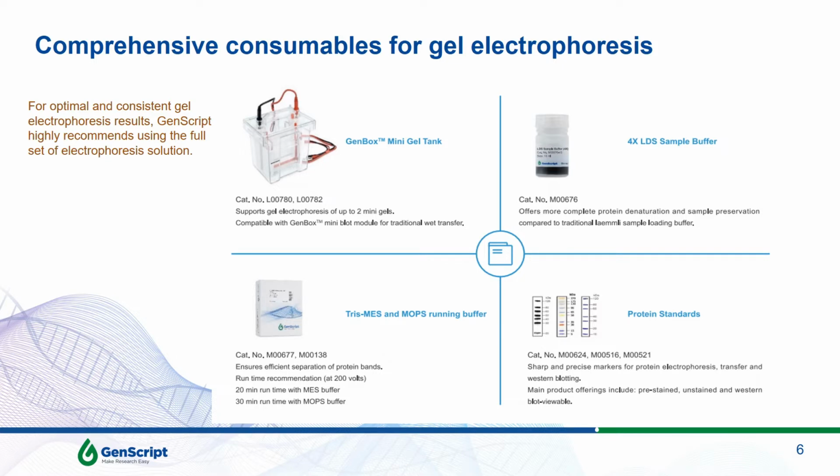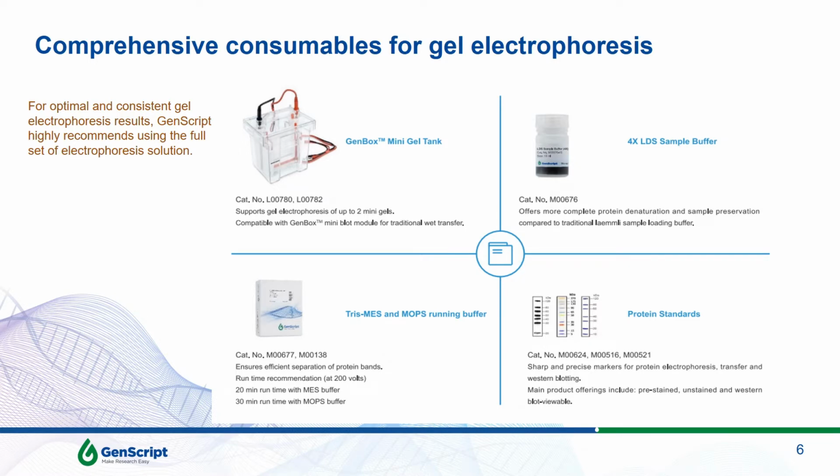Second, the 4X LDS sample buffer is the one I mentioned that has a higher pH for more complete protein denaturation. MES and MOPS running buffer is the buffer you pour into the gel tank for a fast run. These two options can fulfill a wide range of protein sizes.